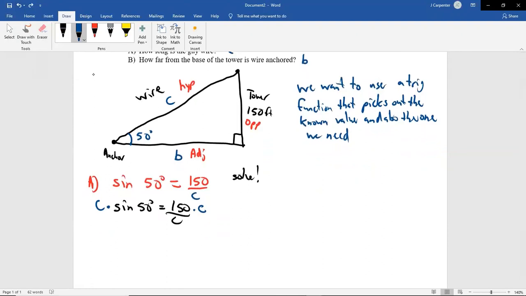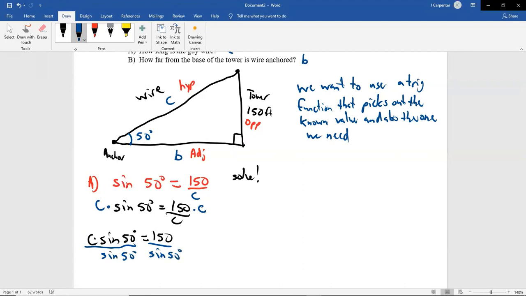So we get C times the sine of 50 degrees. Now, you might want to put the C after it, but you might get confused and think the C is part of the angle. So I actually really prefer it this way. C times the sine of 50 degrees is equal to 150. And we're trying to solve for C, so we divide both sides by the number it's multiplying. Sine of 50 degrees is just a number. We don't know what it is. I'm not asking for it. We're just going to divide both sides by whatever that number is.